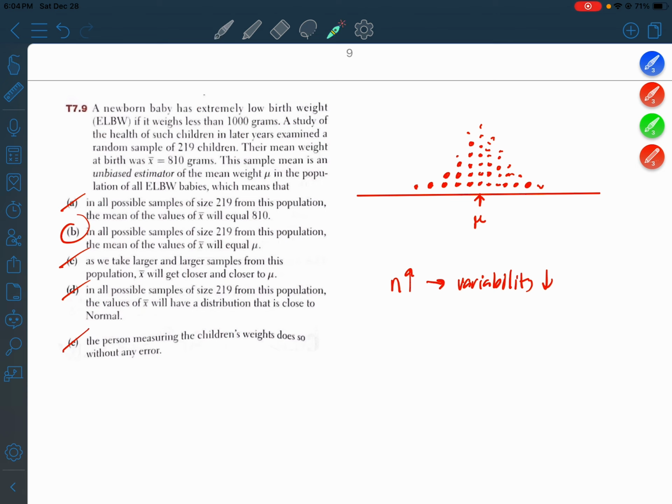Okay, so here's what you need to know about this problem. An unbiased estimator means that if you take multiple samples and you plot out all the estimates, the estimates will center around their true value. Or another way to think about it is if you averaged all the values of all your estimates together, the average of the estimates would equal the true value.